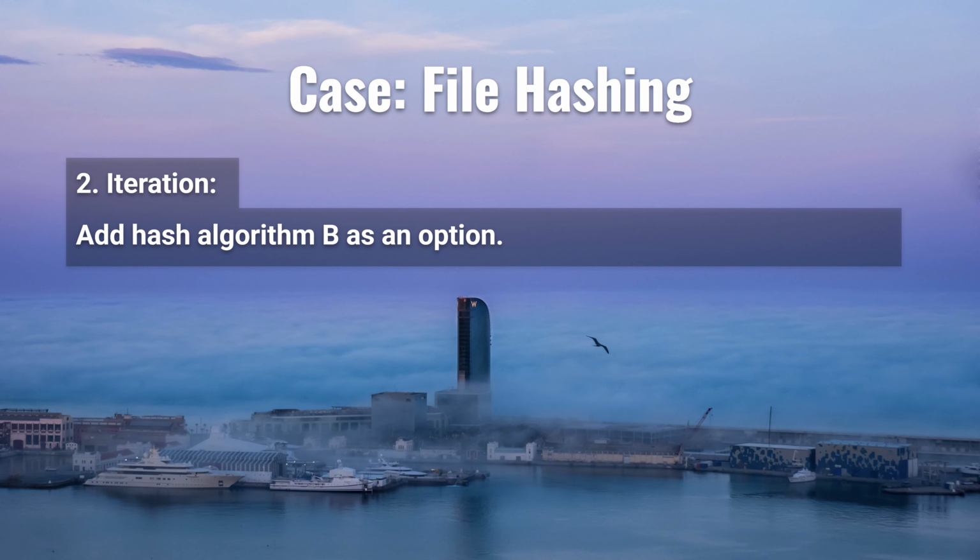In the second iteration, we have a change to the requirements. We have to add a hash algorithm, and I've called it B, as an option. So now we have both algorithm A and algorithm B as options. Now again, the concrete implementation is unimportant because this case study is about design, not about hashing.